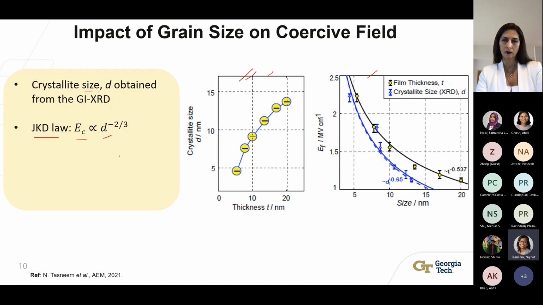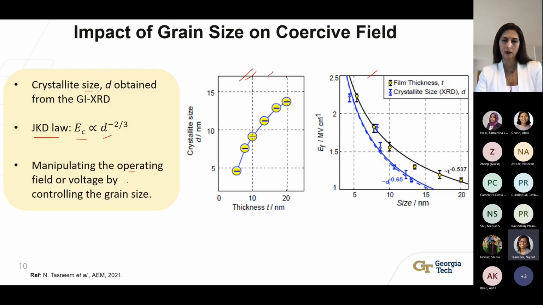So the results from this experiment hint at the possibility of manipulating the operating field or voltage of these samples by controlling the grain size. This work was published in Advanced Electronic Materials in 2021.